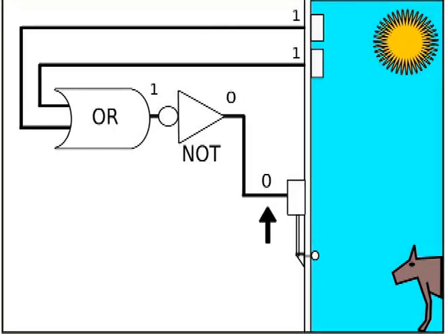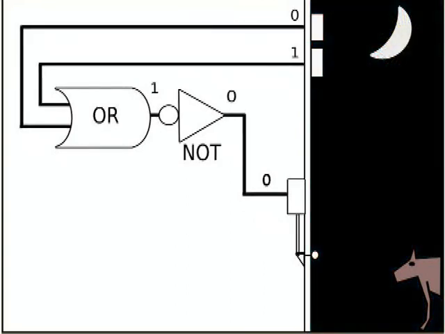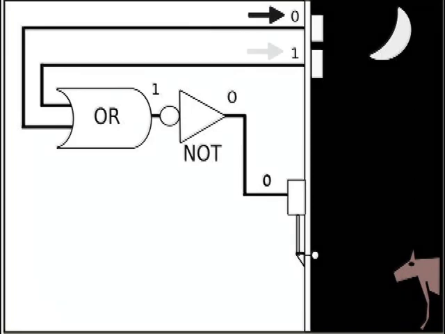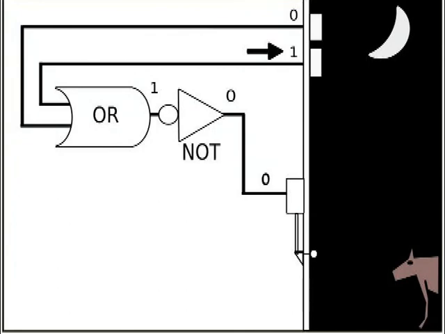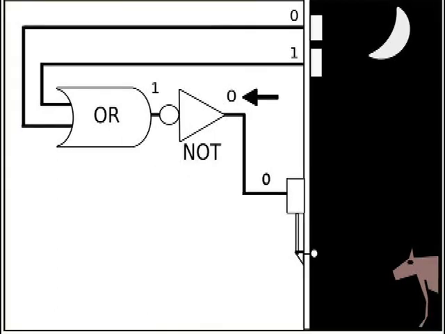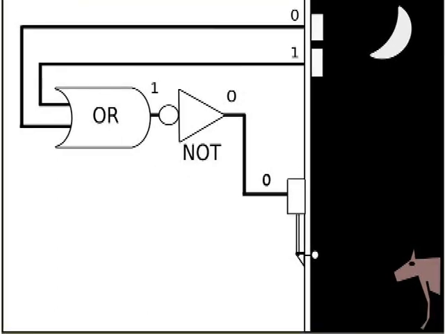After nightfall, the sunlight sensor delivers a 0, and if the weather is warm, the temperature sensor will continue to produce a 1. Thus the OR gate will continue to deliver a 1, which the NOT component will convert into a 0. The door will still be shut.